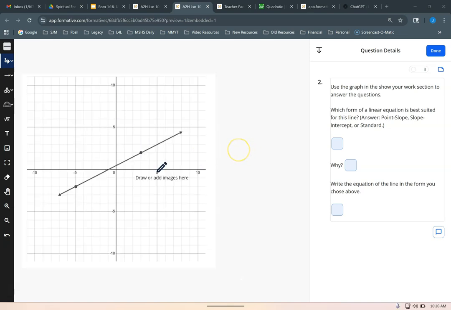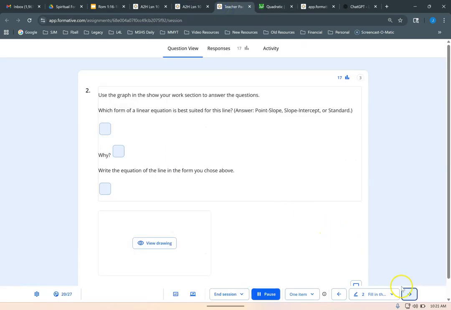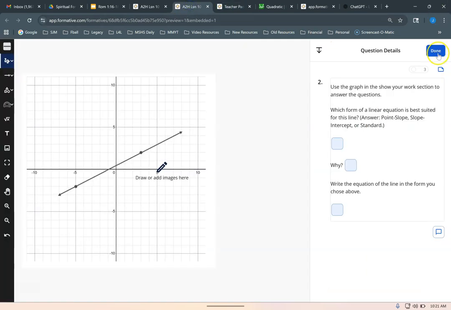Look at this question. Which one do you think this one is? Yeah, this is point slope, right? Because we don't have a clear y-intercept, which means we don't have an x-intercept and a y-intercept. And so this is point slope, and I'll let you work through that one. All right, I'm moving you forward. You'll get to come back. Don't worry. Okay, let's take a look at the next question.